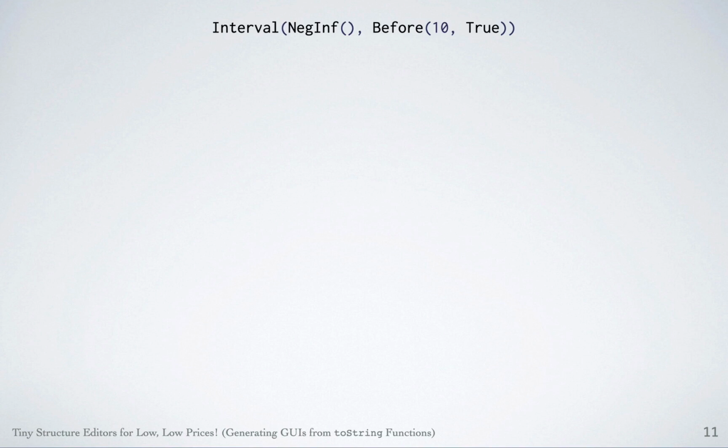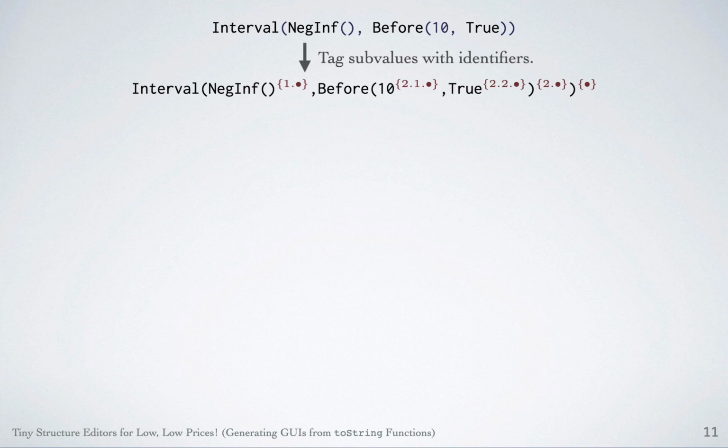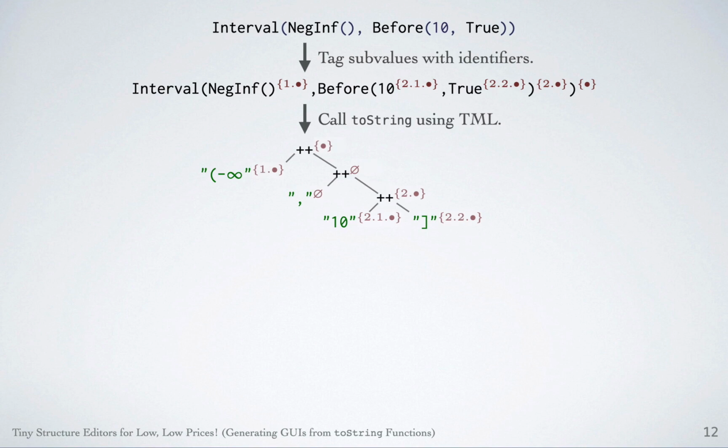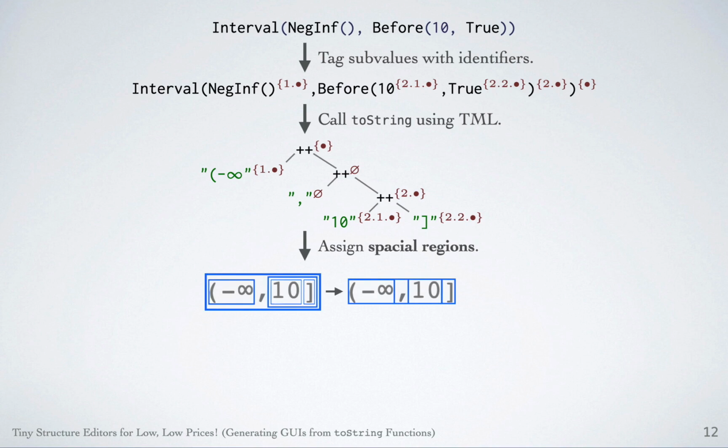Right? So if you put this all together, we start with our value of interest. We tag all the subvalues with unique identifiers. We call toString on that value, and it produces a deferred concatenation, which can be equivalently viewed as a tree. And transparent ML propagated all the dependencies so we know which substrings relate to the original value of interest. So we can see that the square bracket here at the end is dependent on the identifier 2.2.bullet. 2.2.bullet is the Boolean here.